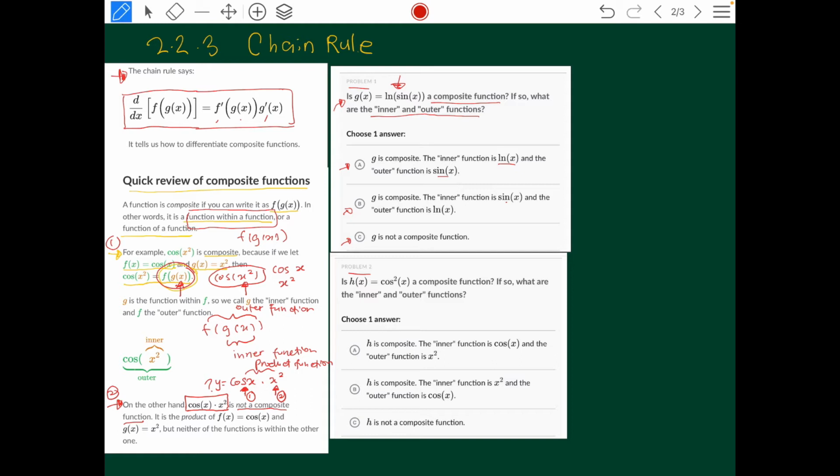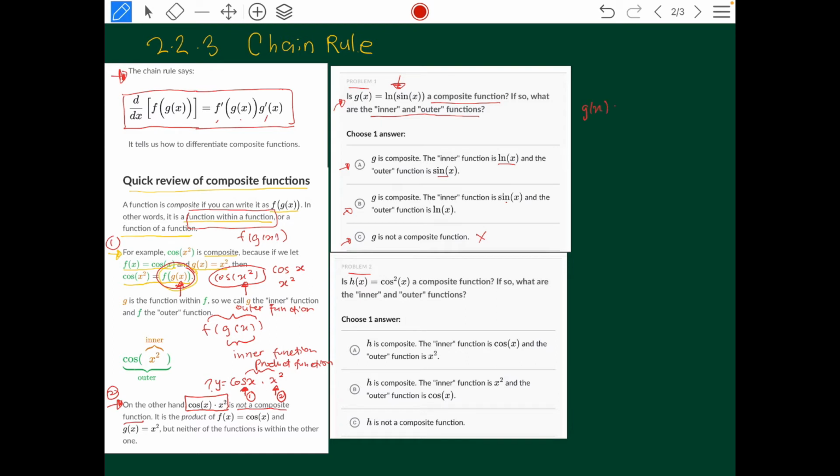Alright, so if you answer C, g is not a composite function, it means that you are still not clear on how to identify a composite function, right? So C is not the correct one. If you answer A, for example, we know that g is now a composite function, but which one is the inner function, which one is the outer function?